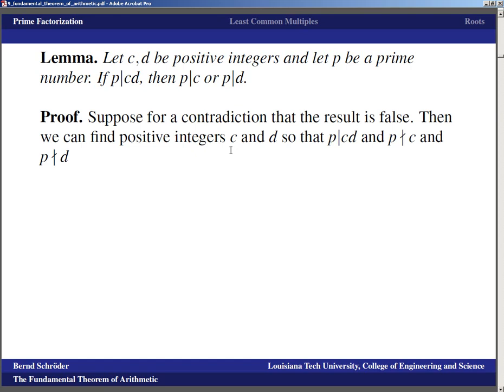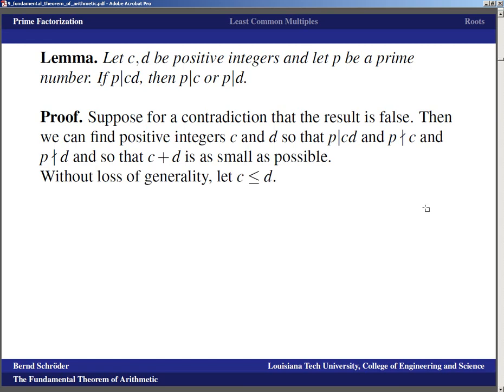Well, that means we can find positive integers c and d so that p divides c times d and p divides neither c nor d. And we can also assume that c plus d is as small as possible because remember, for any set of natural numbers, including the natural numbers that are sums of these counterexamples, any of these sets must have a smallest possible entry, right? Okay. So without loss of generality, we can assume that c is less than or equal to d because for any two natural numbers, one of them will be less than or equal to the other.